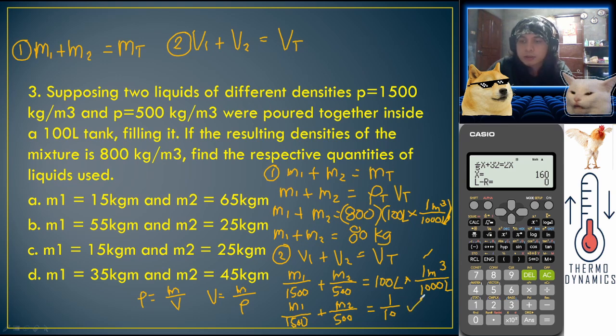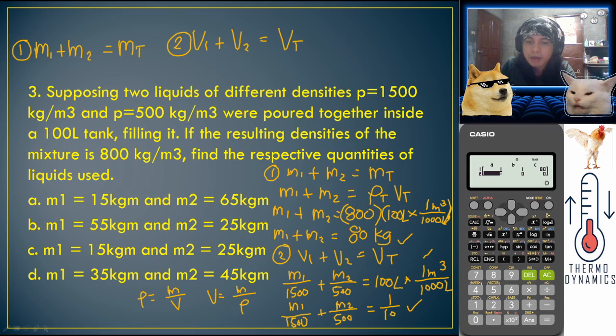So, check! Yan po yung ipapasok natin sa ating calculator. Let's do this. Pasok na natin sa ating calculator. Game! So, mode 5-1. Two equations, two unknowns. And then, let it go. Pasok natin. So, una, M1 plus M2 equals 80. Diba? We have 1, 1, equals, and then 80. Make sure na yung constant ay nasa right side.